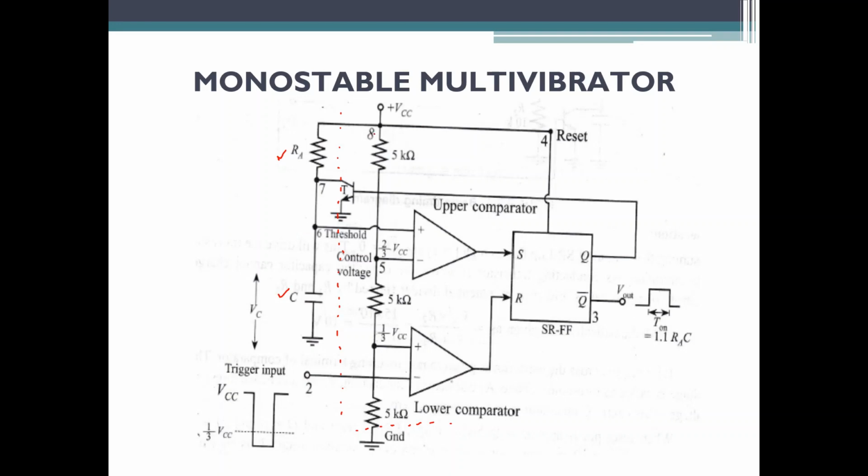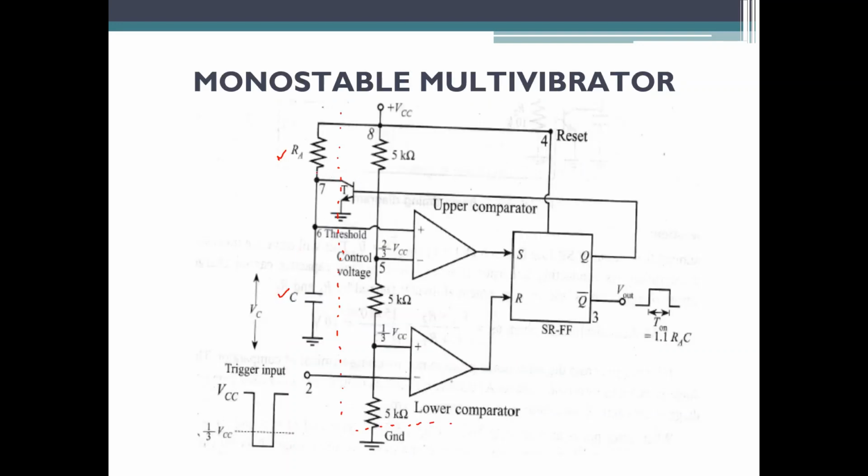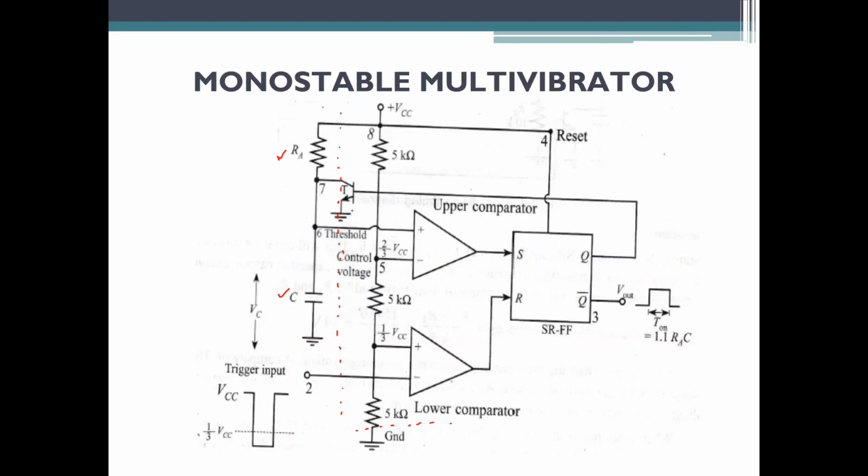Threshold voltage at pin number 6 and discharge at pin number 7 are shorted. That is, if you go back to the 555 timer IC pins here, pin number 7 and pin number 6 are shorted. Rest of the things are one and the same. You have the flip-flop, you have the comparator, you have the discharge transistor. The discharge transistor what you have seen here has been shifted up. So this is your discharge transistor.